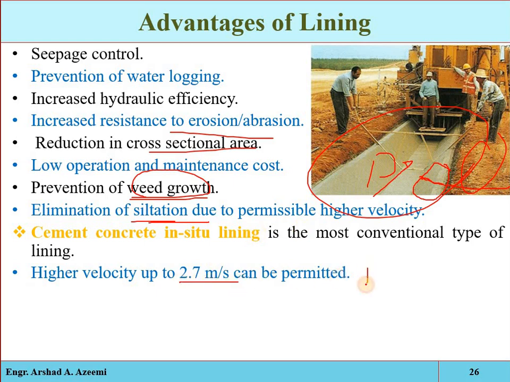Remember, in an unlined canal, the average velocity will mostly not be greater than 0.6 meters per second. And in the lined canal, we can transport the water at up to 2.7 meters per second velocity.